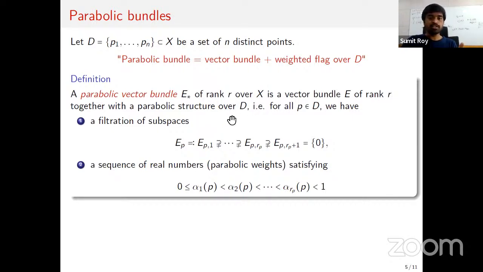So parabolic structure over D means we have a filtration of subspaces. So this E_P is the fiber of E over P. Okay, so it has a filtration of subspaces, and there is a sequence of real numbers which are called parabolic weights, which satisfy the following sequence. So we are assigning this α_{i,P} to each subspace E_{P,i}.